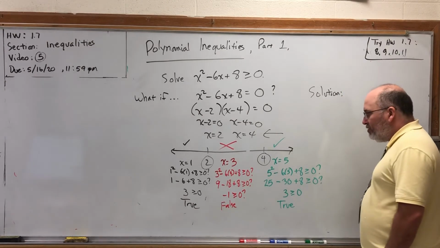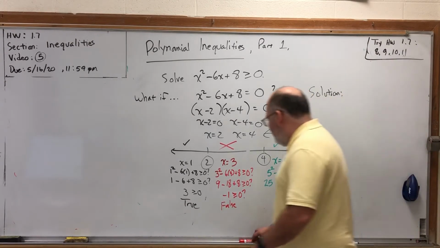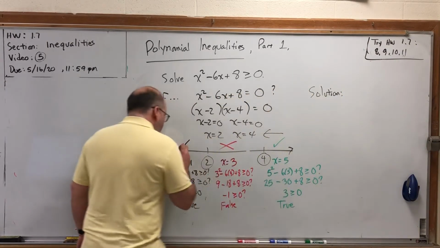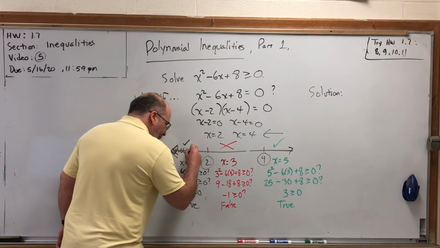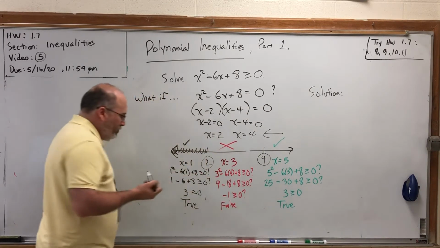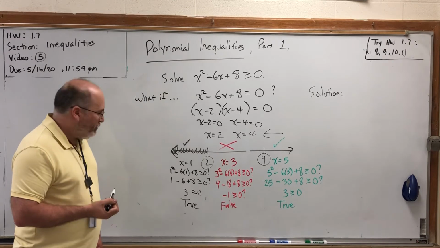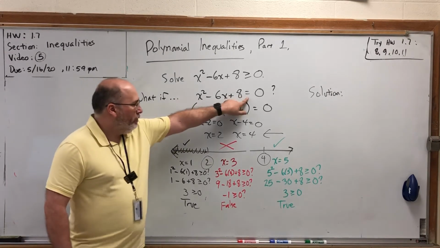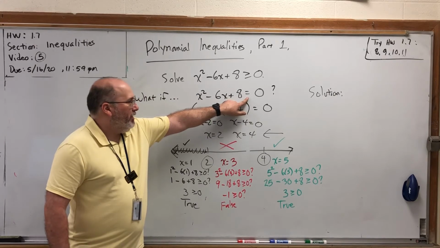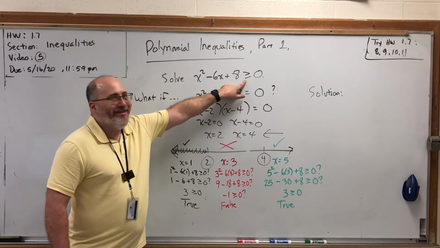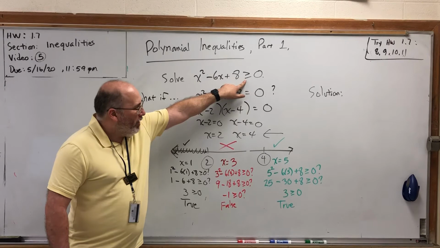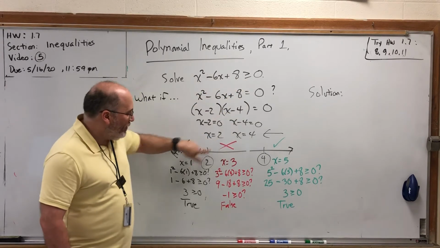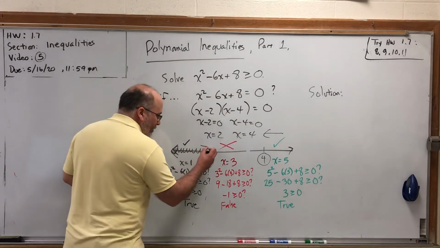We want all the numbers less than 2. Now let's shade this in. We want all the numbers over here. Wait, do we want the 2? Where did the 2 come from? The 2 came from assuming it was equal. Does this inequality allow it to be equal? Yes. So we want the number that makes it equal. We want the 2. The 2 gets a bracket.